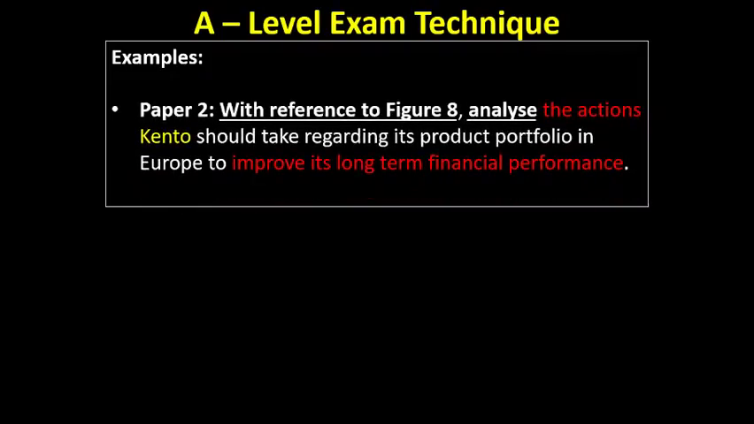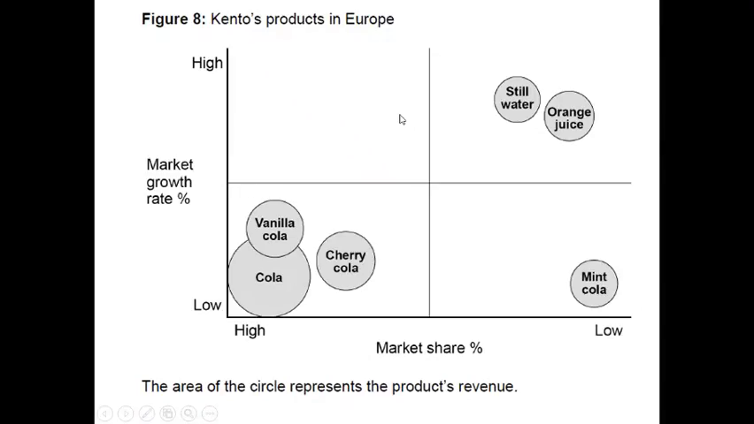This is some information that was given to you in the case study, and then the question is, with reference to figure 8, analyse the actions Kento should take regarding its product portfolio in Europe to improve its long-term financial performance. So again, I've underlined the instructions in bold. Again, we've got to analyse, we've got to build a chain of argument, but it says here we've got to make reference to figure 8. All right, we can't answer the question. We've been instructed to make reference to figure 8, which is the figure here.